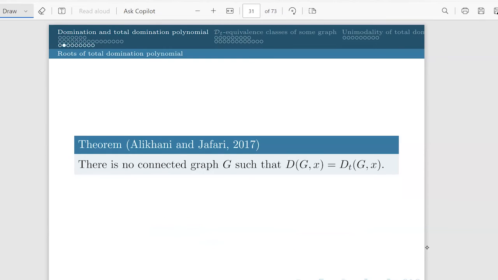Another theorem you see here, which I think is not bad, says there is no connected graph such that D(G,x) is equal to D_T(G,x). That is, there is no graph whose domination polynomial is the same as its total domination polynomial.